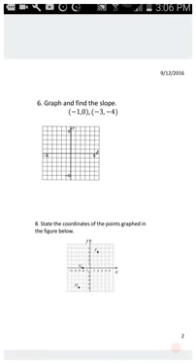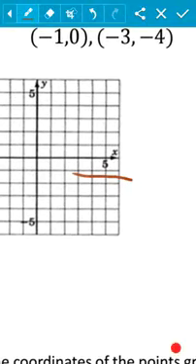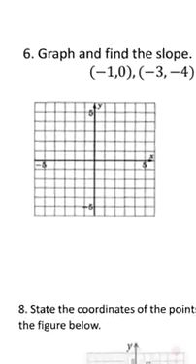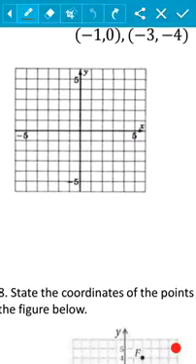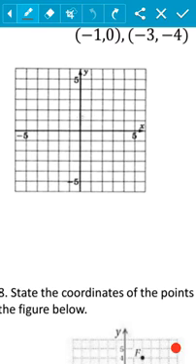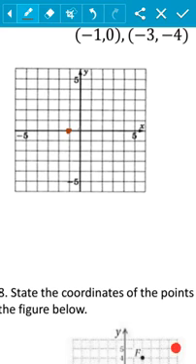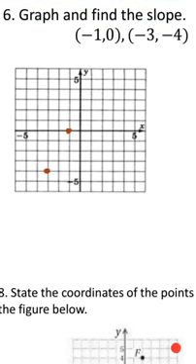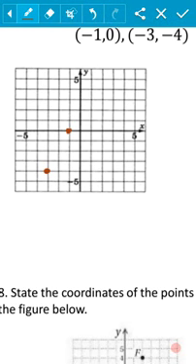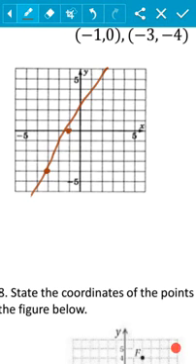There it is. So for number 6, we are to find the slope and graph, or graph and find the slope. So let's do it in that order. We have the point -1, 0, so x equals -1, y equals 0, and we have the point -3, 1, 2, 3, and -4, 1, 2, 3, 4. So there's our 2 points. We can draw a line between them as best we can without a ruler.